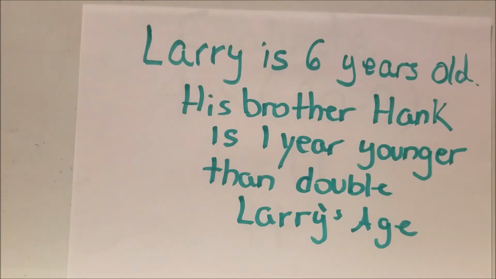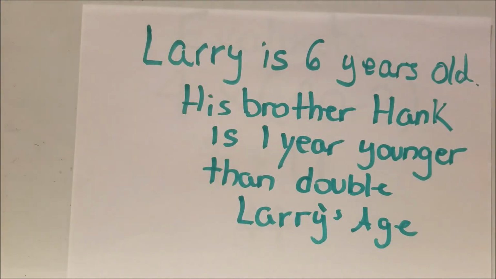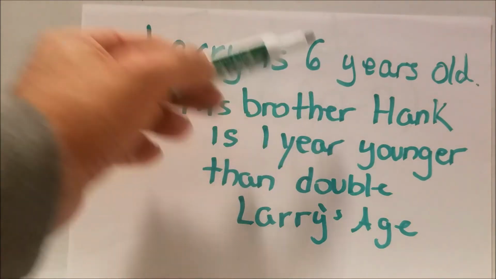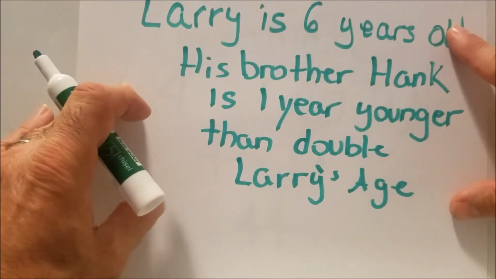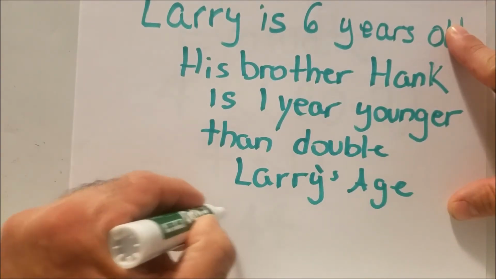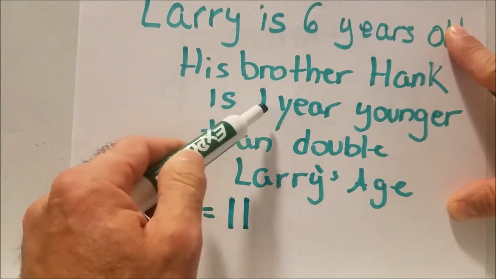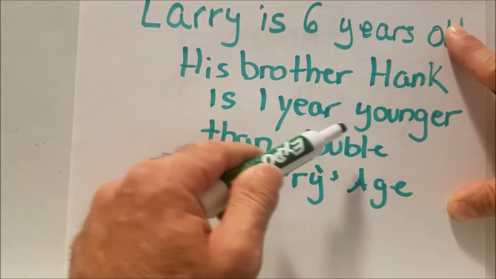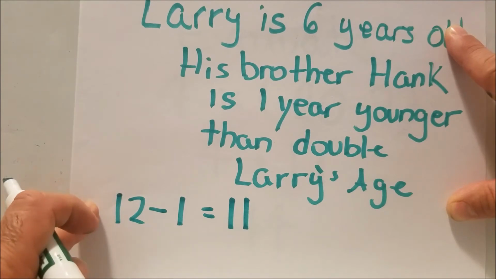First we should look at what Hank is. He's 1 year younger than what? He's 1 year younger than double Larry's age. He's not 1 year younger than Larry. He's 1 year younger than double his age. What does double mean? Multiplication. Double 6 is 12. So we know it's just 12 minus 1. We know that Hank should be 11, because he's 1 year younger, that's minus, 1 year younger than double this. When you double 6, you get 12.